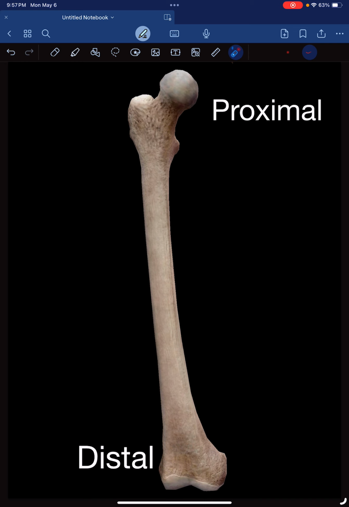Now, if they said that they have a fracture in the proximal head or proximal area of the femur, you know that's going to be up here. So that's just a quick example of a real world application of these words. So I think that does it for proximal and distal.